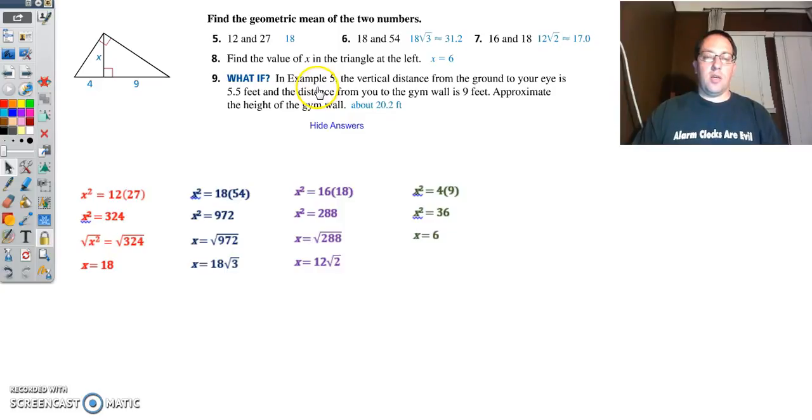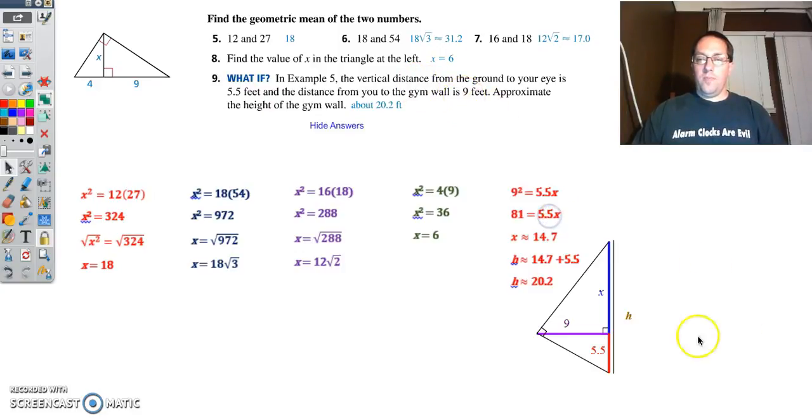Okay, so now let's take a look at 9. Same thing when we want to measure the height of that wall, only for this person, the eye level is 5.5 feet, and they're standing 9 feet from the wall. So here's a picture. We look at 9 feet from the wall, 5.5 feet. So this is my altitude. So this is my geometric mean. So we'd have 9 squared equals this little piece times x that I'm looking for here. So 5.5x. So 81 equals 5.5x. We divide both sides by 5.5, and we end up with x equals 14.7.